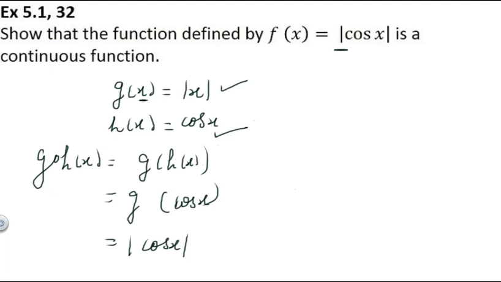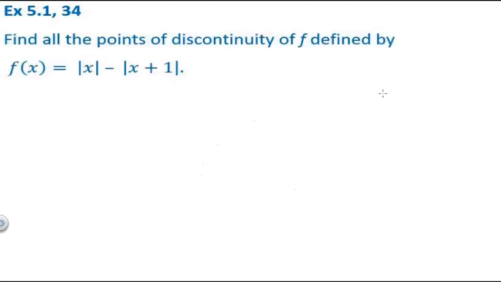This is about the composition of functions. Now we will do the last question of the exercise, which is very important for you all to understand. First of all, we will break the function. Now see, the critical points are x equals 0 and x equals minus 1.